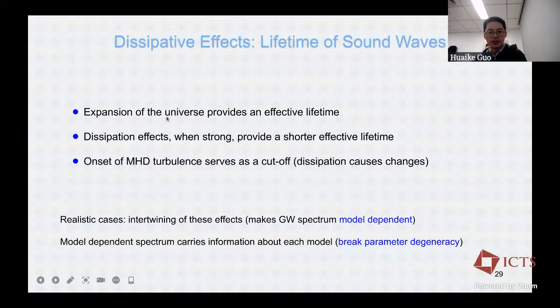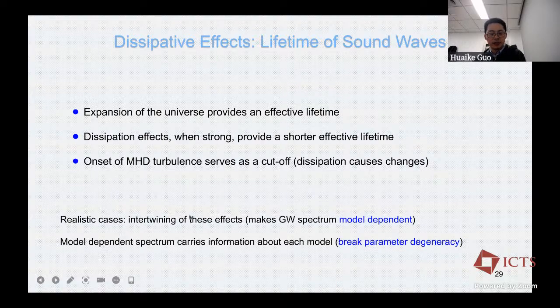Firstly, the expansion of the universe will provide some damping effect, right? Then there is the dissipation, and the other one, quite often in the literature, is the onset of turbulence. We just cut off the sound wave production, but the turbulence part of the gravitational waves starts. So all these will eventually determine the final precise lifetime of the sound waves.